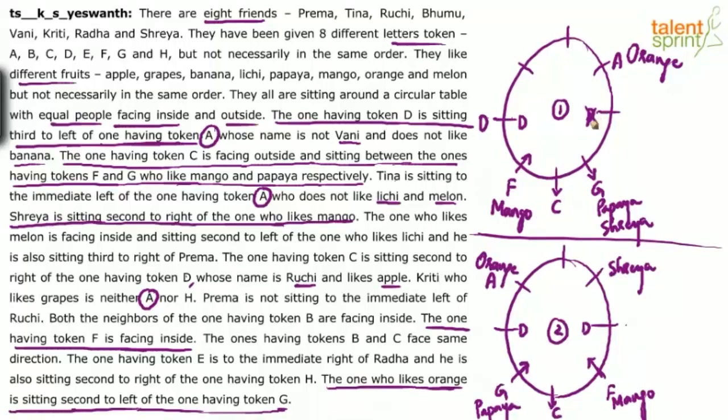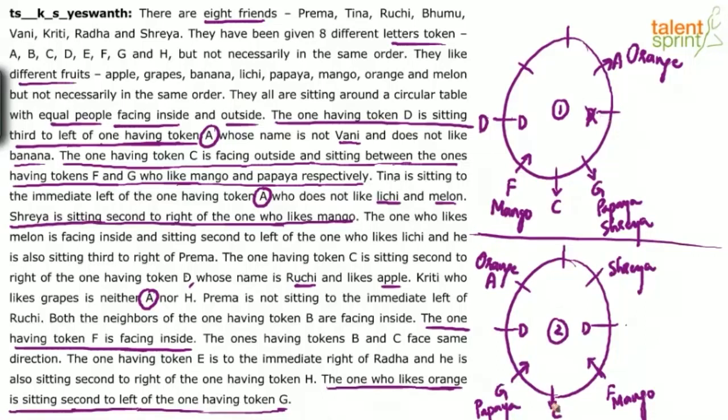Are you able to follow? D cannot come here because this will make D and A together. We know that D is third to the left of A. Now look at this. A is here. First, second, third. According to case 1, left of A is coming to be anti-clockwise. So third to the left of A is anti-clockwise of A. When is left anti-clockwise? Only when the person is facing outwards. So I can say A is facing outwards.